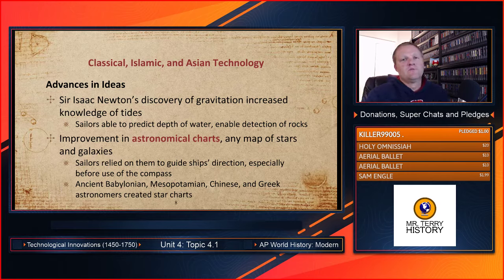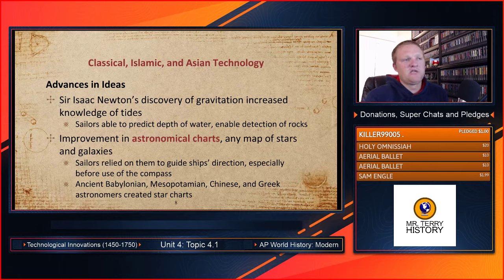Another big improvement was more and more accurate astronomical charts. Astronomical charts are basically maps of stars and galaxies, and this had always been useful because when you're out in the dark in open water, the only thing you really have to navigate by is star charts. So sailors have been using these for millennia. They relied on them to give the ships direction, especially before the magnetic compass came over to Europe.